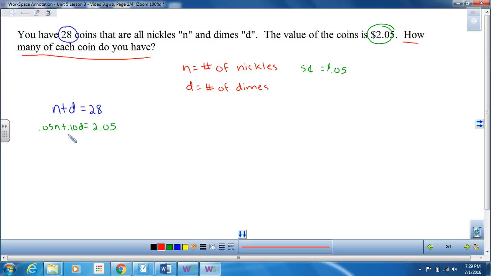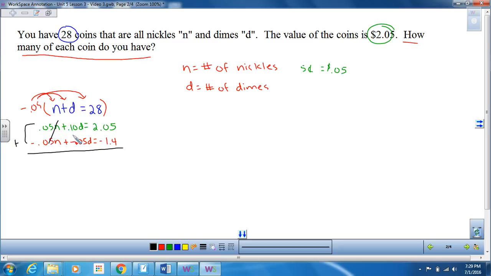So what I want to do to solve is I'm going to multiply the top equation by negative 0.05. So then I can eliminate my n's. I need the same number but opposite signs. So I'm going to write that down here. So it's negative 0.05n plus negative 0.05d equals negative 1.4. Okay, now I can add, and it's these two equations that I'm adding.